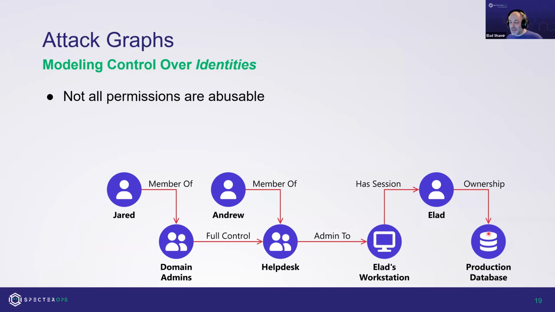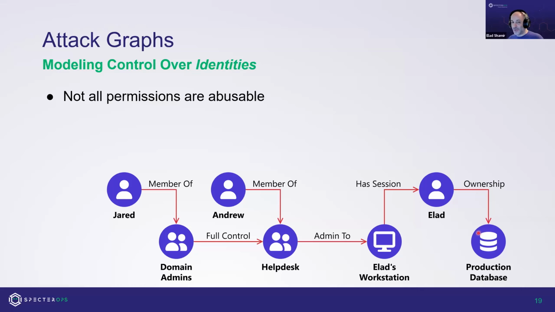And earlier I mentioned that there was nothing wrong with the access graph. It was all legit. There was no violation of any security principle or best practice. This is no longer the case. Now, if you look at it, you can see that Andrew, who is a member of the help desk group, has admin access to my workstation. And through that, Andrew can steal my session, steal my token or my cookie, whatever type of session it is, and then take over the production database that I own.